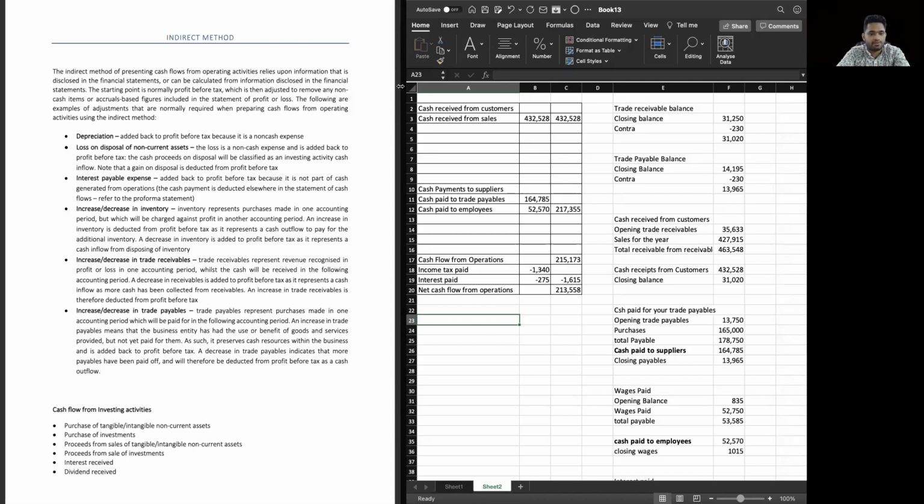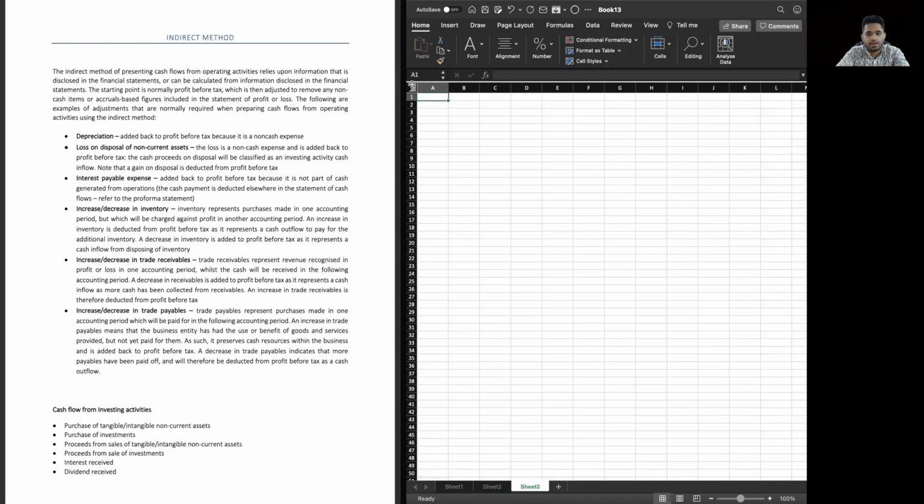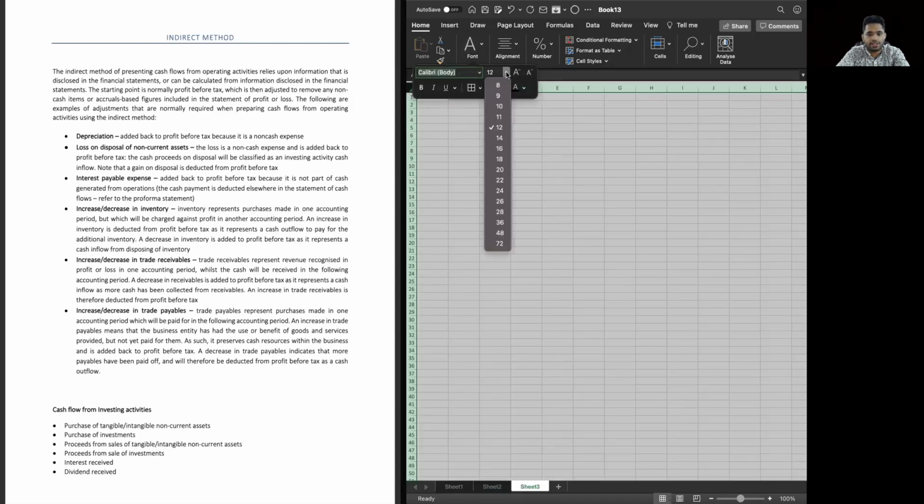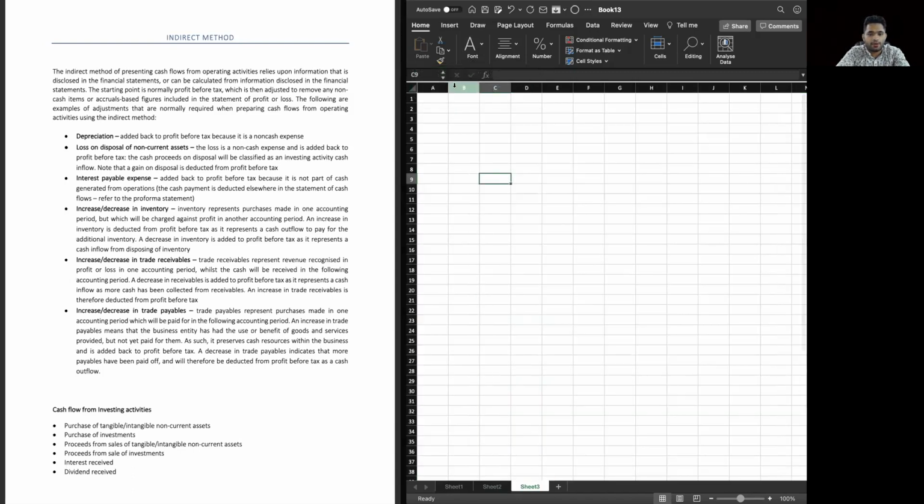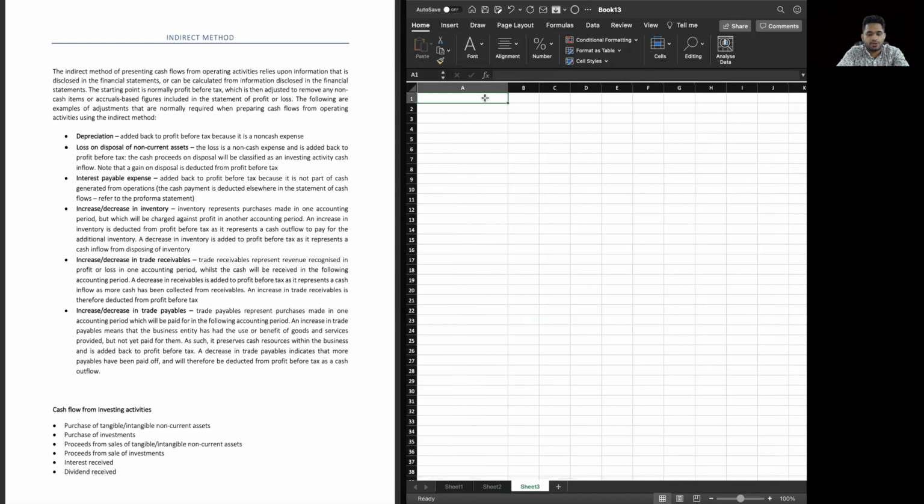The next one is where we'll be looking into the indirect method of calculating the operating cash flows. In the indirect method, we are going to arrive from my profit before tax to my operating cash flows. So to my profit before tax, I'll be adding my finance cost, so I will arrive at the operating profit.